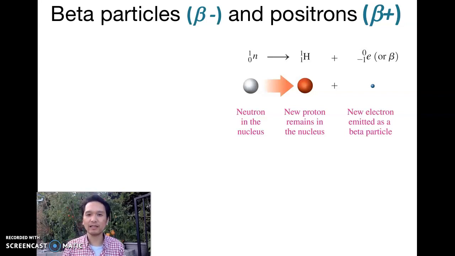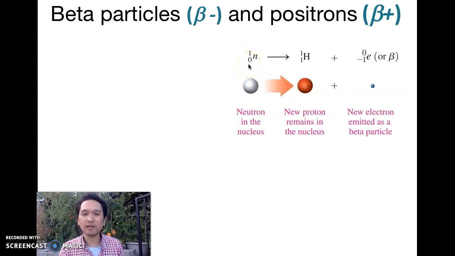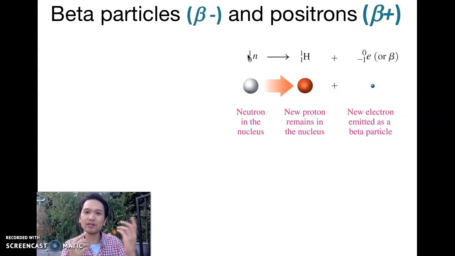Now let's think about why that is. So remember what a neutron is. Remember that the number in the bottom represents the number of protons, whereas the number on the top represents the mass number, the number of protons and neutrons together. So if you're just a neutron, your number on the bottom is going to be 0 because you don't have a proton, whereas your number on top will be 1 because you have 1 neutron. 1 plus 0 is 1.